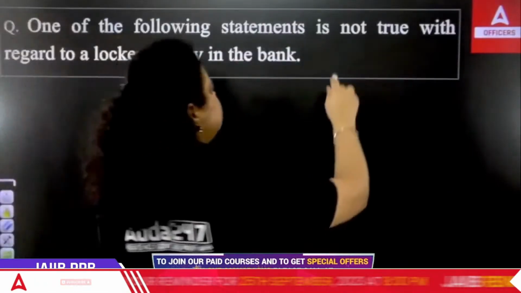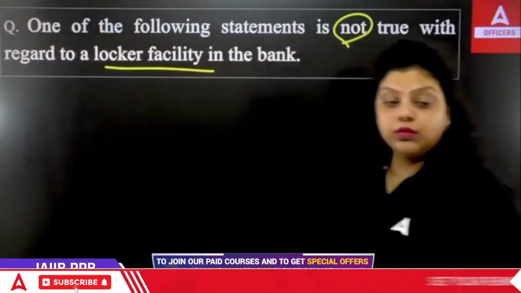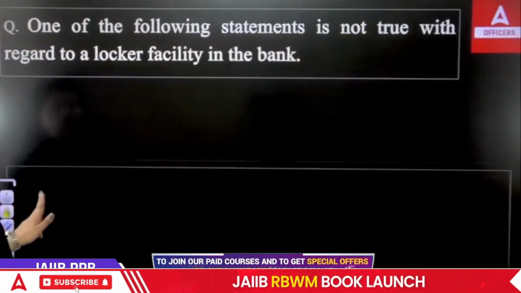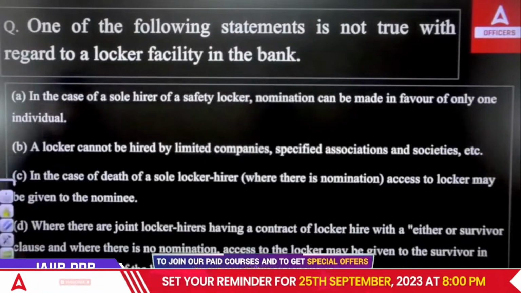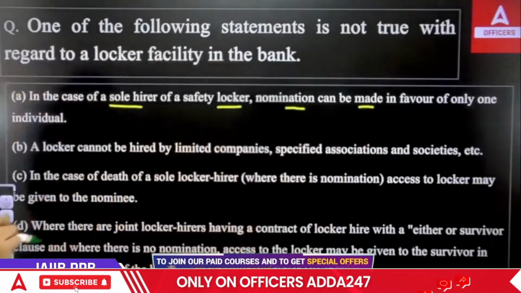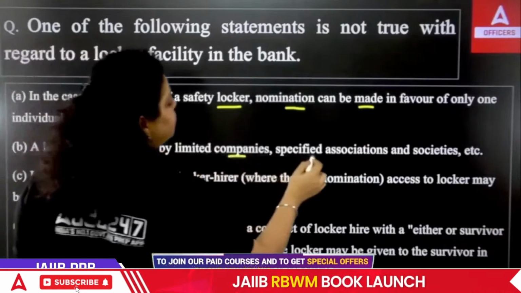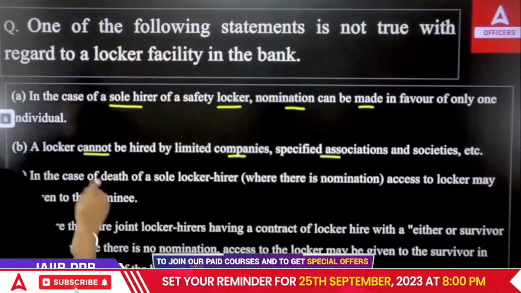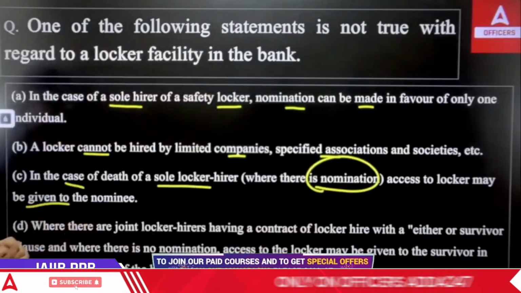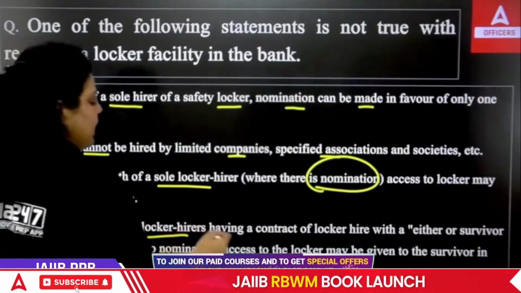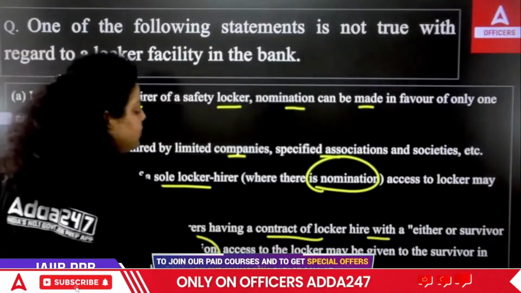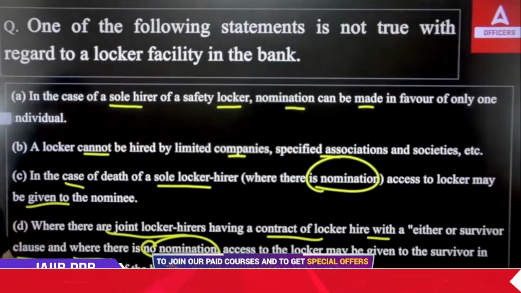Next, one of the following statements is not true with regard to the locker facility in the bank. Which is the not true statement regarding the locker facility? First option: in case of a sole hirer of a safety locker, nomination can be made in favor of only one individual. Second, a locker cannot be hired by a limited company, specified association and societies, etc. Third, in the case of death of a sole locker hirer where there is nomination, access to the locker may be given to the nominee. Fourth, when there are joint locker hirers having a contract of locker hire with either or survivor clause where there is no nomination, access to the locker may be given to the survivor in case of death of one of the hirers.